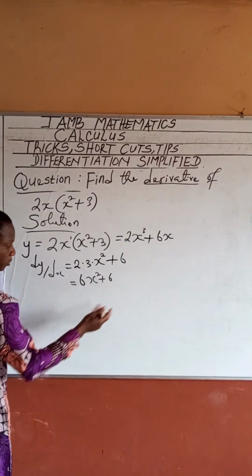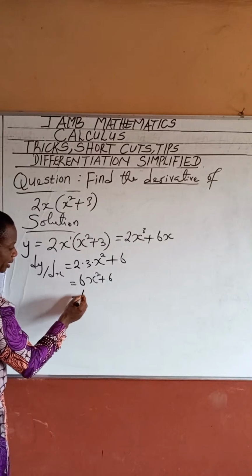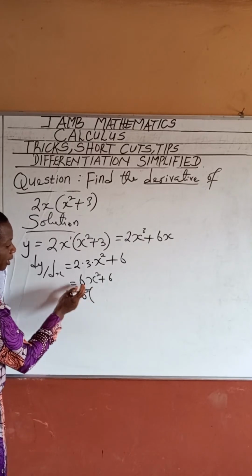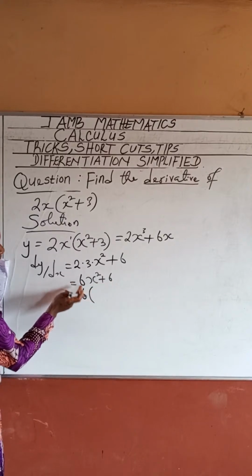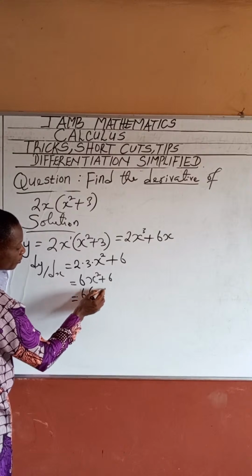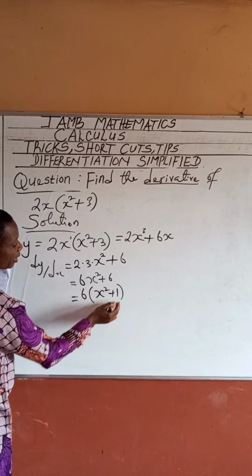Okay? If you wish, you may go ahead and factorize. We can see that 6 is common. So since 6 is common, bring out 6. Bring this 6 outside. Then divide by 6 here. We have only x squared left. Then plus, divide by 6 here. We have 1 left here.